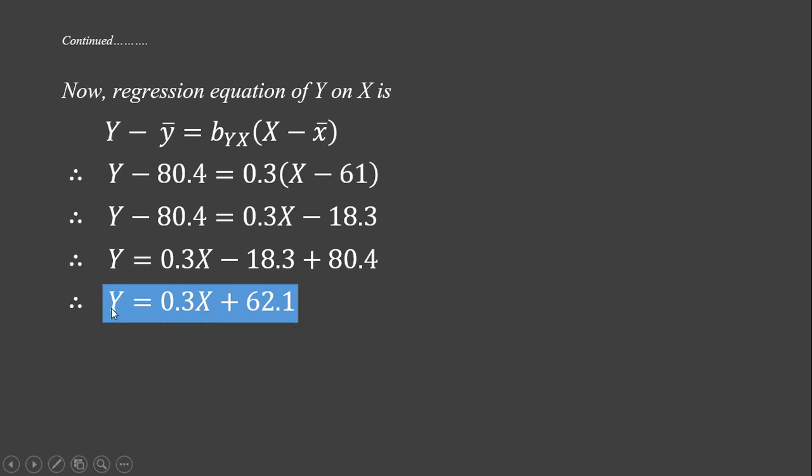It is of the type y is equal to mx plus c. Now here, y on x means y is the dependent variable and x is the independent variable. X is given and we find y. Okay, so using these three values x bar, y bar and byx, we write the required regression equation.